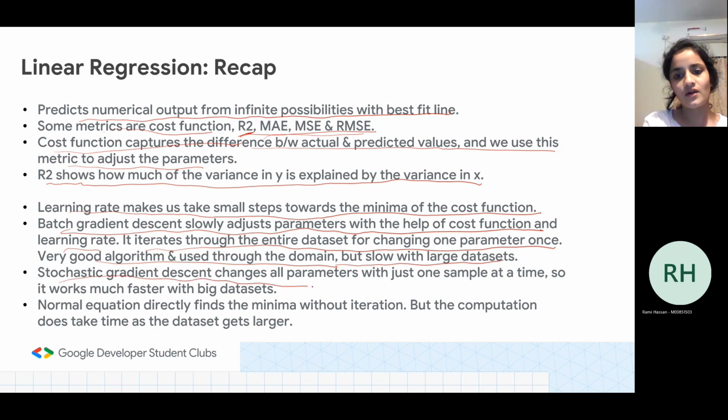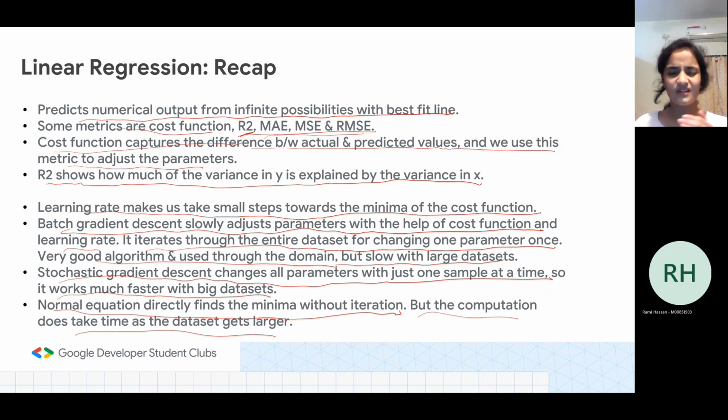Stochastic gradient descent changes all parameters with just one sample at a time, so it works much faster for larger data sets. As I said, the variance sometimes goes a little bit here and there, but it's still fine. It works really fast. And normal equation directly finds the minima without iteration. Here we equated the derivative to 0 and got theta directly, right? But computation takes time as the data set gets larger. So for small data sets below about 10,000, you'll use normal equation. For big data sets, you'll use stochastic gradient descent.